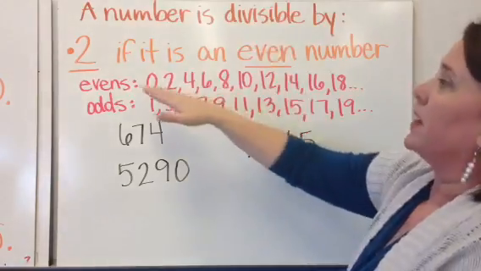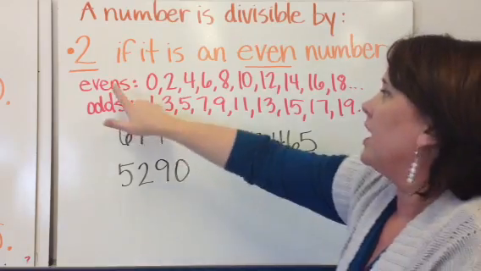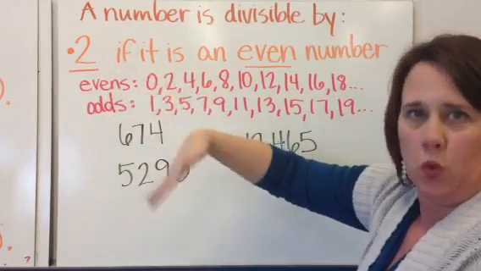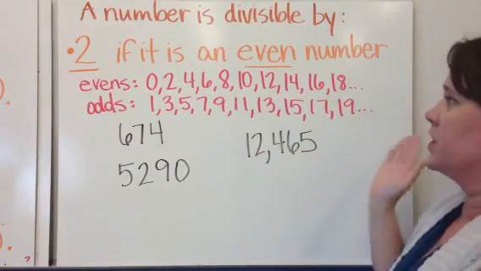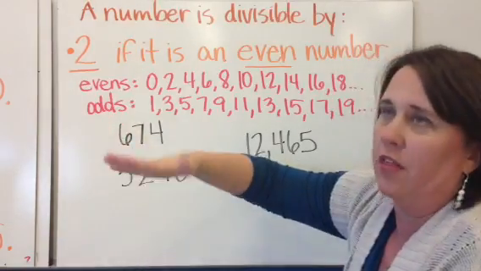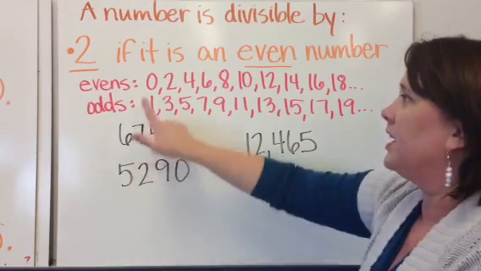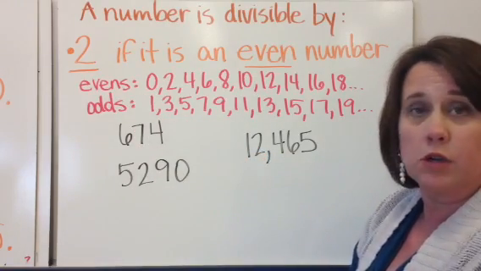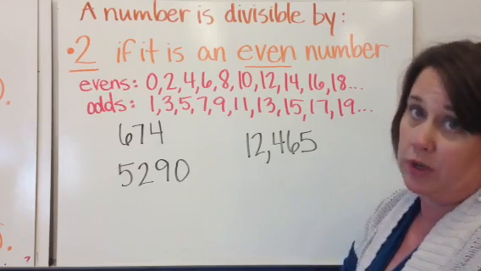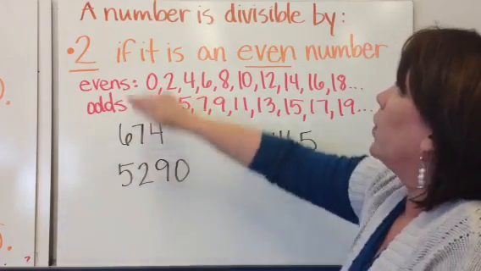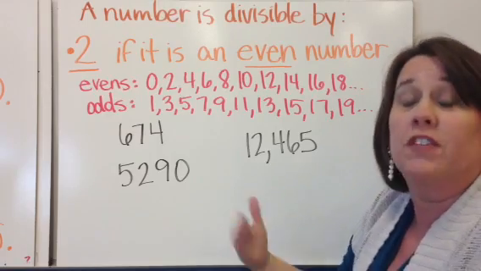A number is divisible by 2 if it's an even number. Let's recall what even numbers are. Even numbers are like 0, 2, 4, 6, 8, 10, 12, 14, 16, 18, and so on. Odd numbers are 1, 3, 5, 7, 9, 11, 13. Basically, an even number is any number that ends in a 0, 2, 4, 6, or 8. And an odd number is any number that ends in a 1, 3, 5, 7, or 9. So, we know a number is divisible by 2 if it's an even number.